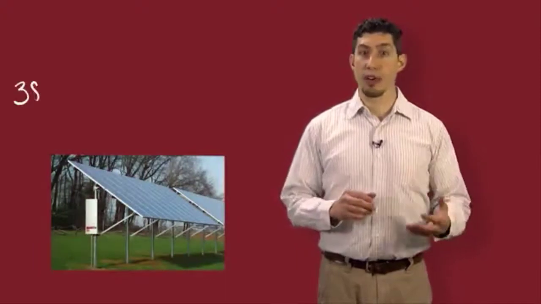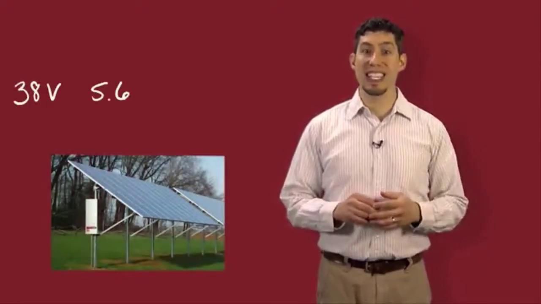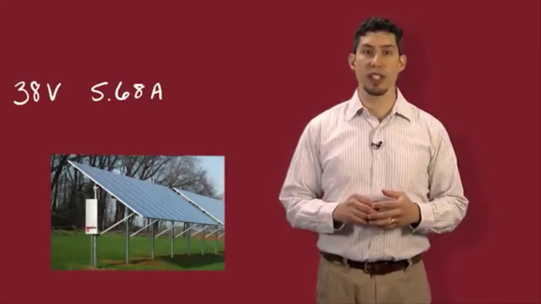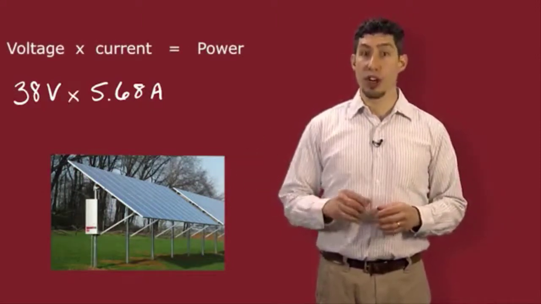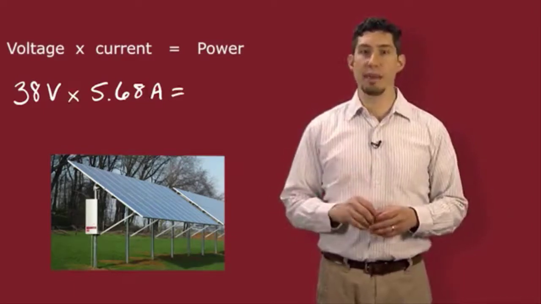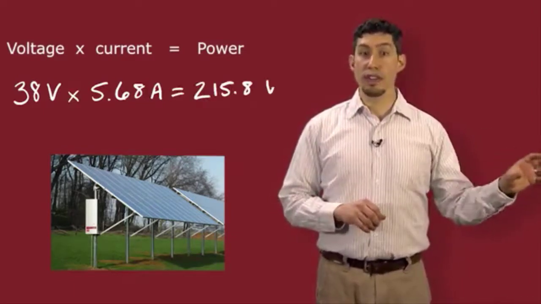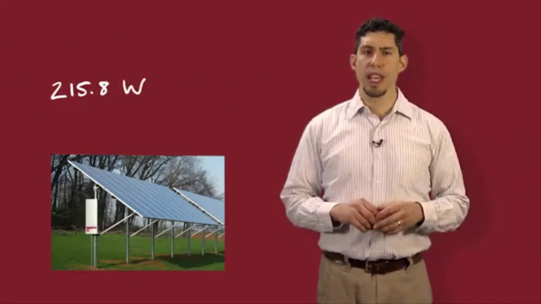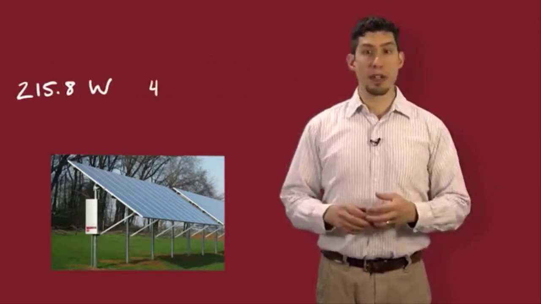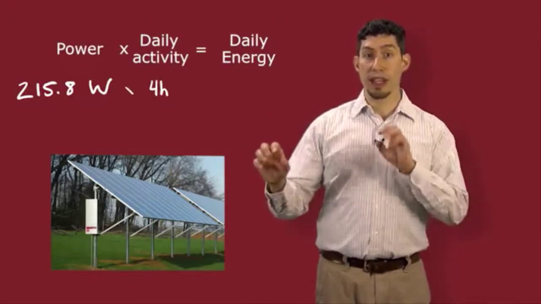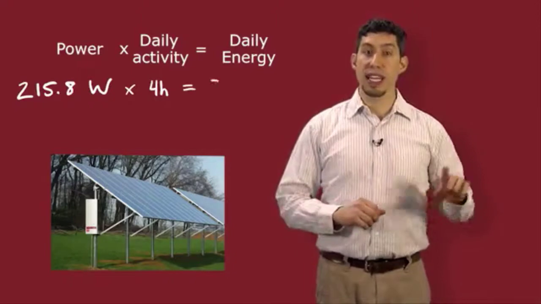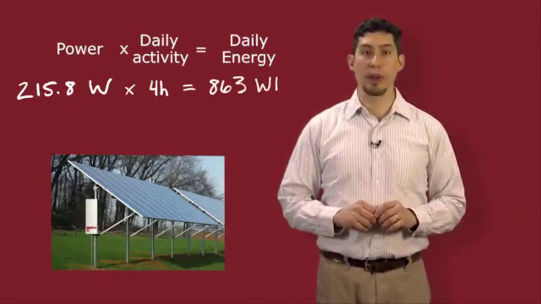Well, let's look at a few examples. First, let's look at a photovoltaic module that produces 38 volts and 5.68 amps under full sunlight conditions. If we multiply the voltage of 38 volts times the current produced, 5.68 amps, we get 215.8 watts. If it does this for an average of 4 hours per day, we multiply the 215.8 watts by the 4 hours, and it would produce 863 watt hours per day.